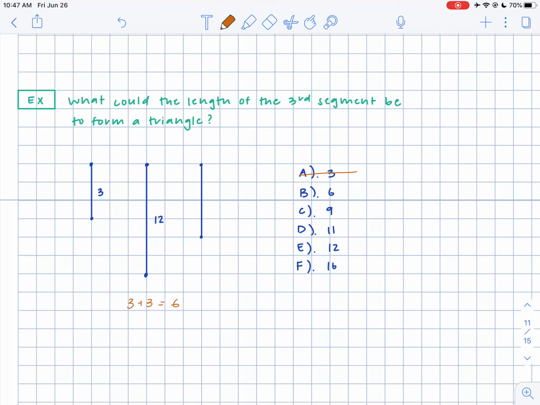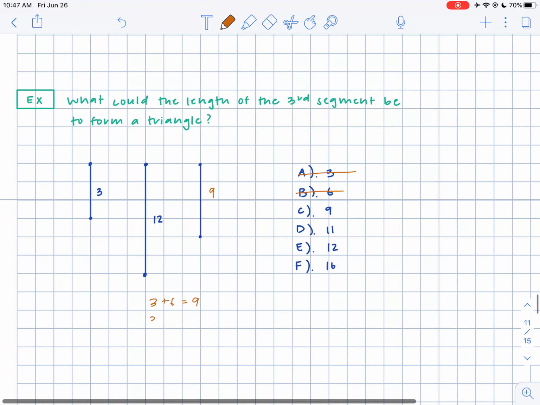How about 6? Let's see. Well, now our 2 shorter sides are 3 and 6, which gives us 9, which still isn't greater than 12, so this would not work. What if we tried 9? Well, 3 and 9 are still the shorter sides. This would give us 12. It is still not greater than the longer side, so 9 would not work.